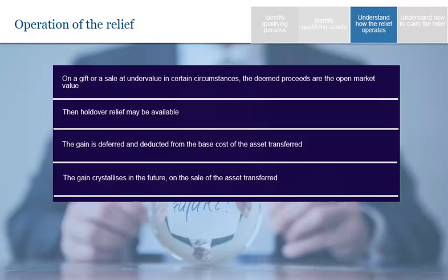However, there may be certain sales at undervalue that will also trigger the availability of holdover relief. In this case, there will be some proceeds received, and those amounts received in excess of the original cost of the asset are chargeable immediately, and then the balance may be the subject of the holdover relief claim.